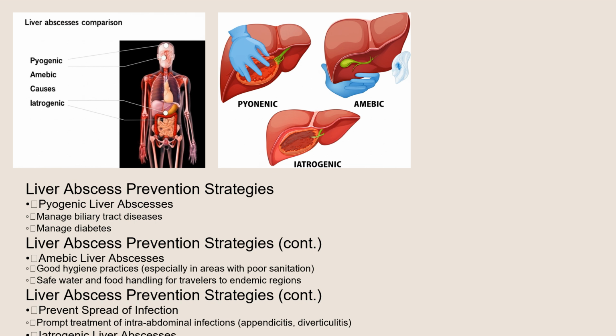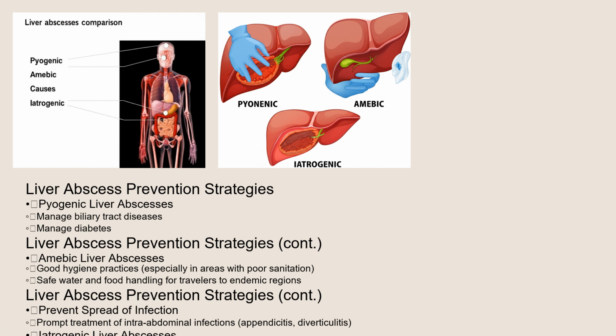Prevention strategies for liver abscesses vary depending on the underlying cause. For pyogenic liver abscesses, prevention focuses on managing underlying conditions such as biliary tract diseases and diabetes. Maintaining good hygiene practices, especially in areas with poor sanitation, can help prevent amoebic liver abscesses. Travelers to endemic regions should also be advised to drink safe water and practice safe food handling. Prompt treatment of intra-abdominal infections, such as appendicitis and diverticulitis, can help prevent the spread of infection to the liver.